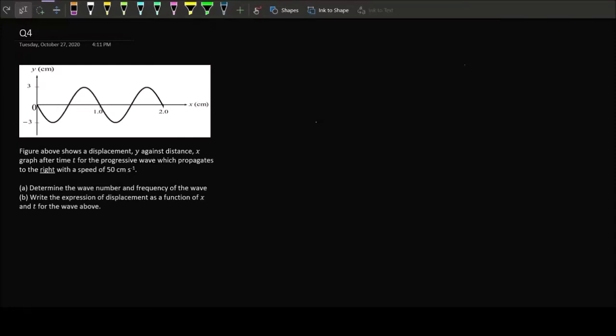Hi everyone, so this is question 4. So let's take a look at the question first. It mentions here that you are given a displacement against distance graph. Displacement against distance, or in short we call it the displacement distance graph. Okay, displacement distance graph.